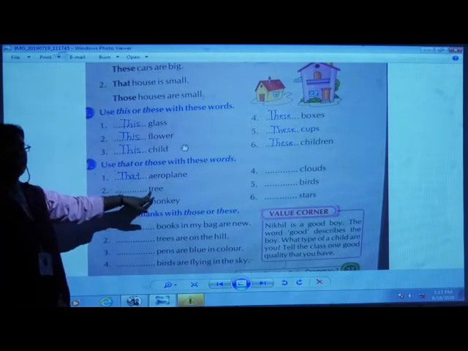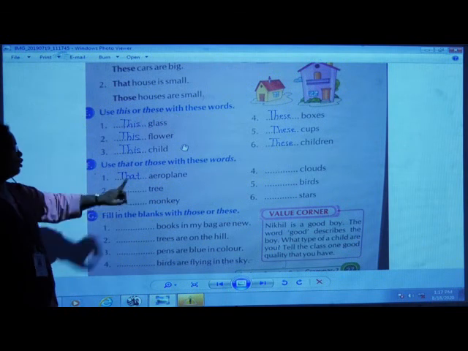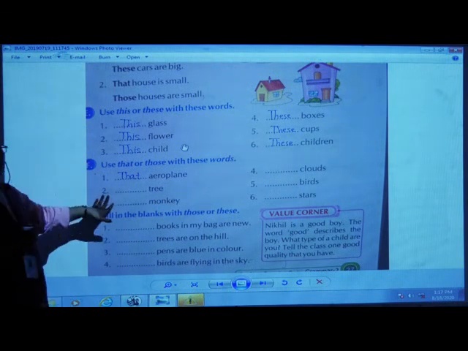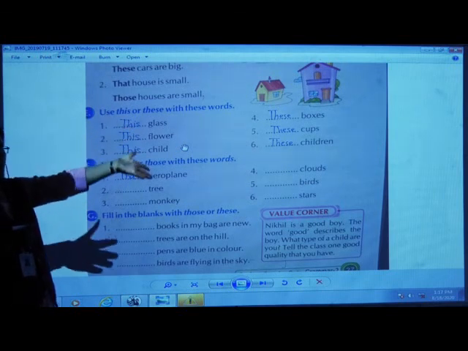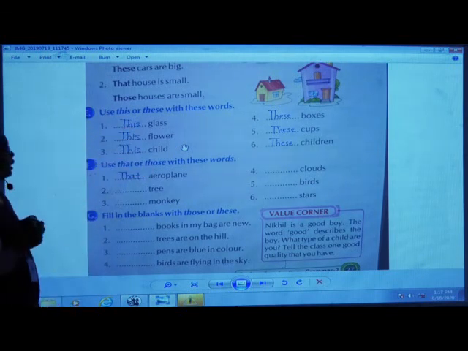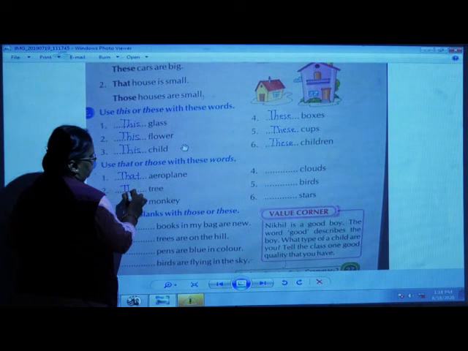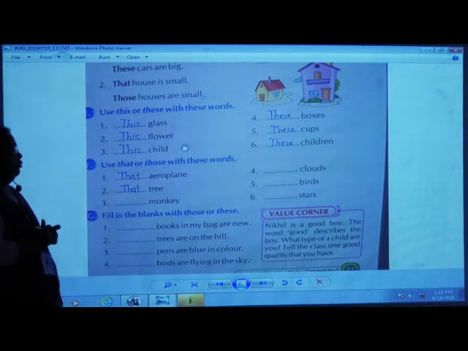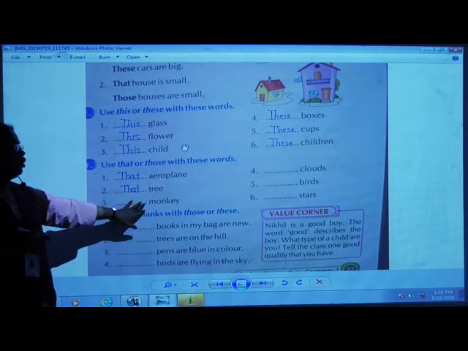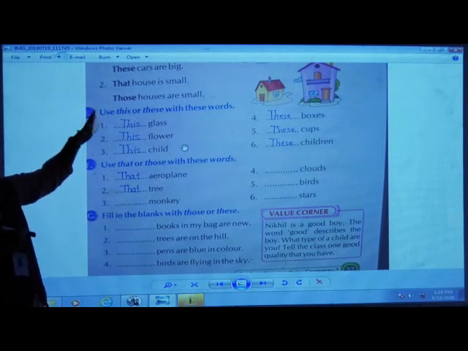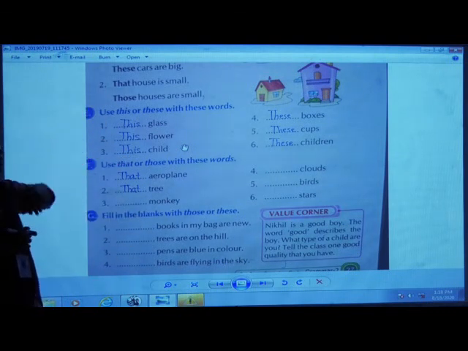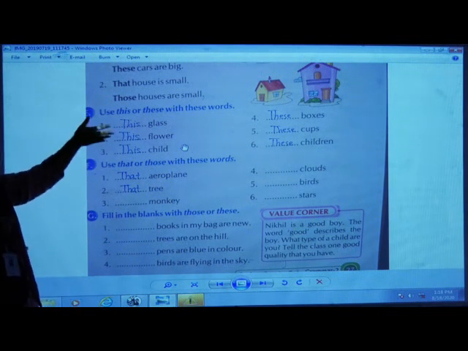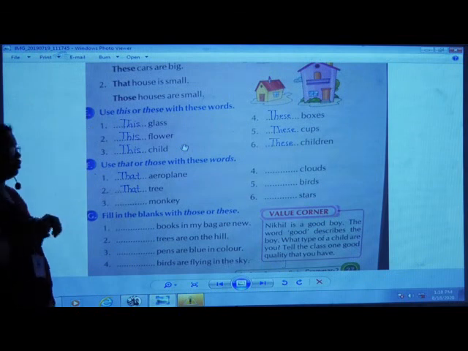That tree. How many trees are there? Only one tree. So for only one tree we will use that tree. Why are we using that? It is very far from us. It is not near to us. That tree. Then monkey. It will not be near to us. It will be far from us on the tree. So only one monkey is there which is sitting on the tree, or it might be on the house. So that monkey.